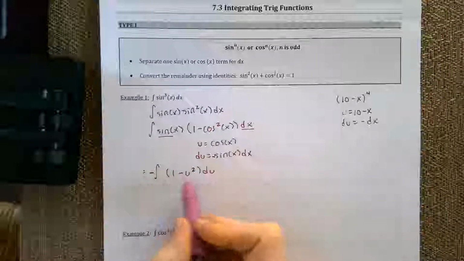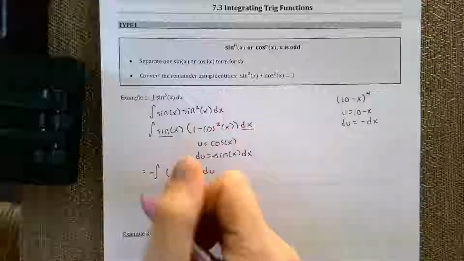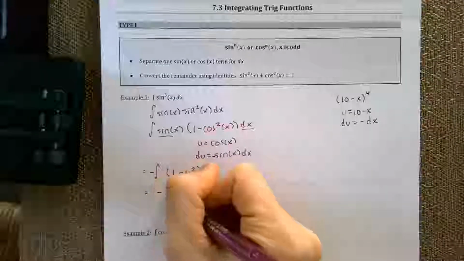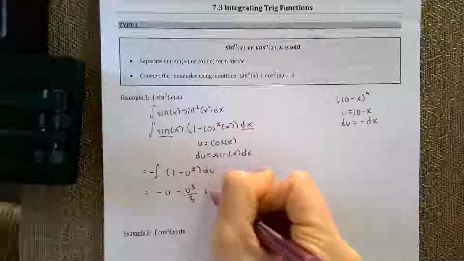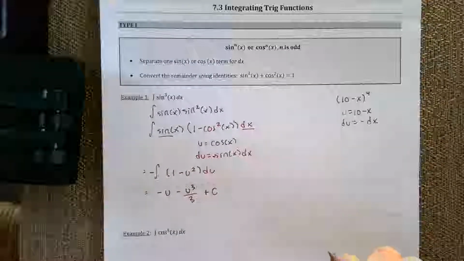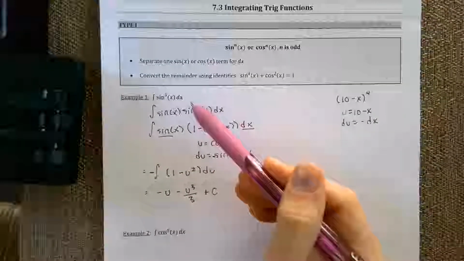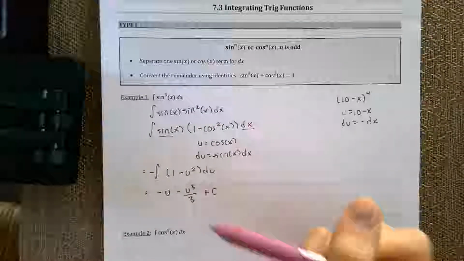So just because this is a 1, don't forget you're integrating with respect to u, not x. Okay? So I'll get negative u minus u cubed over 3 plus c. This is an indefinite integral, so we can't forget about plus c. Finally, because the starting integral was in terms of x, our answer needs to be in terms of x.